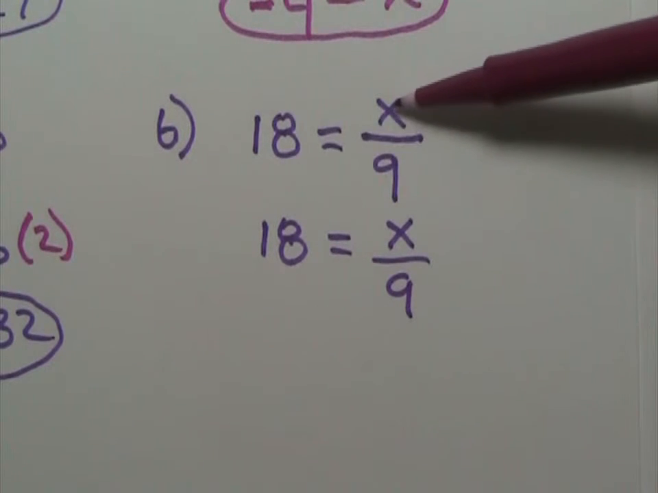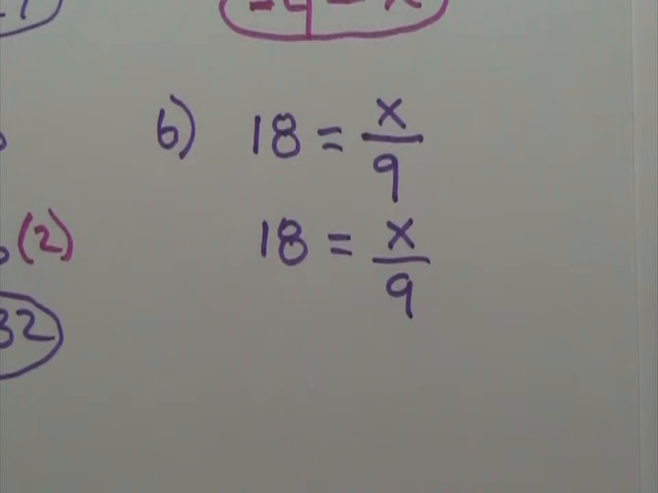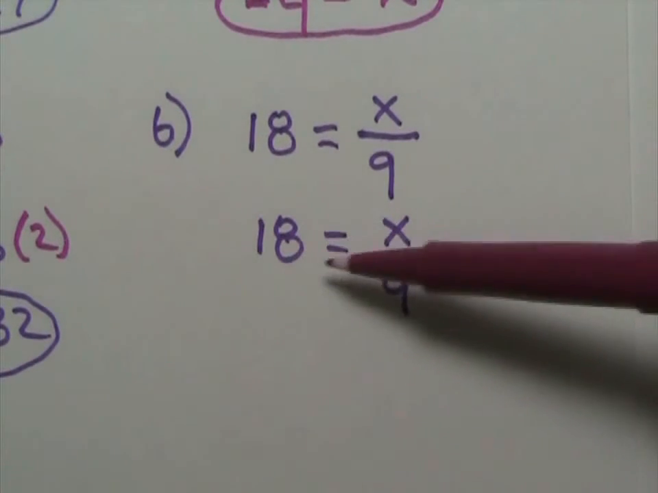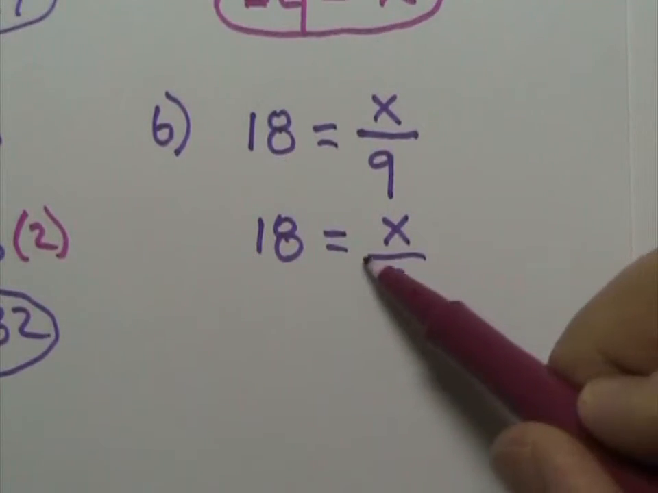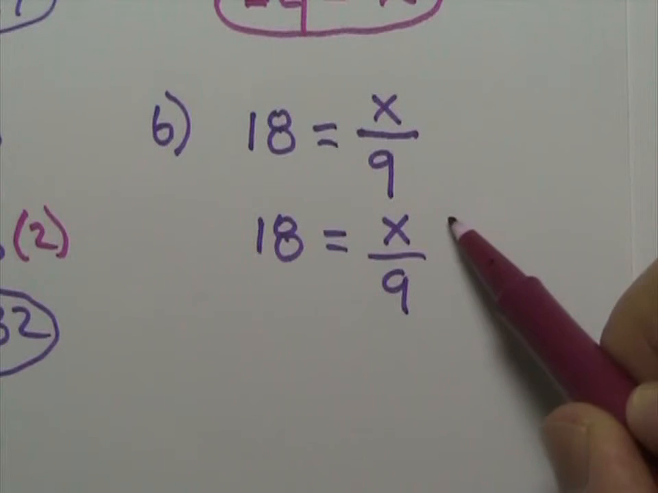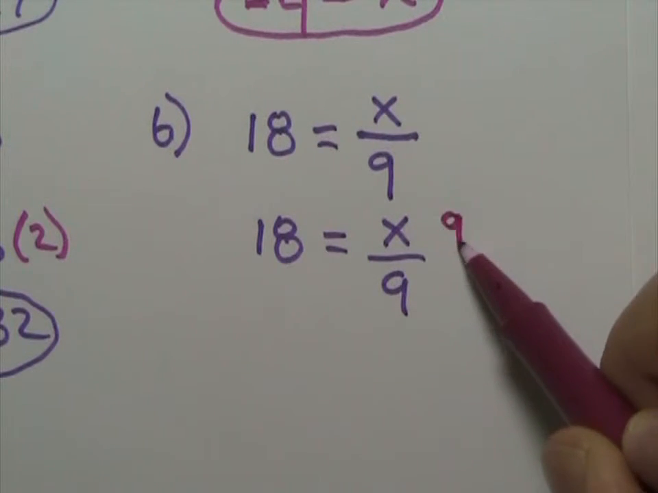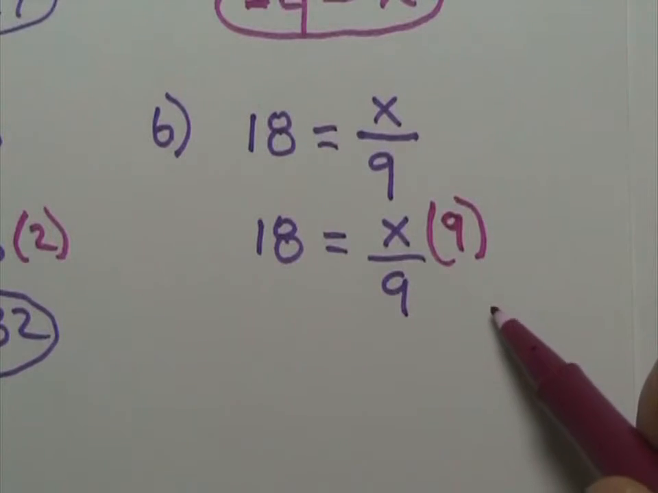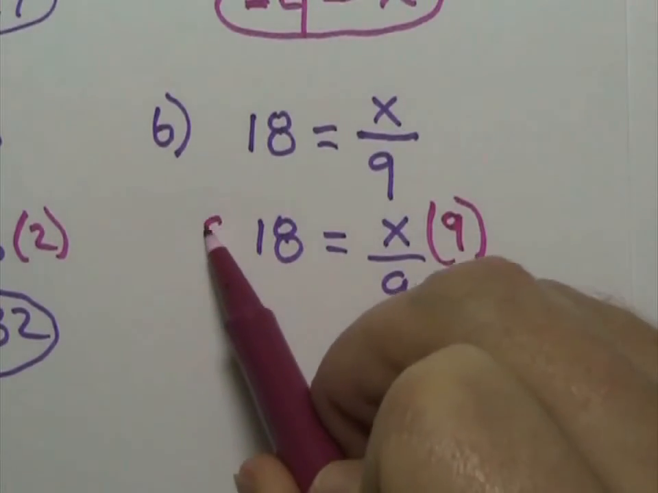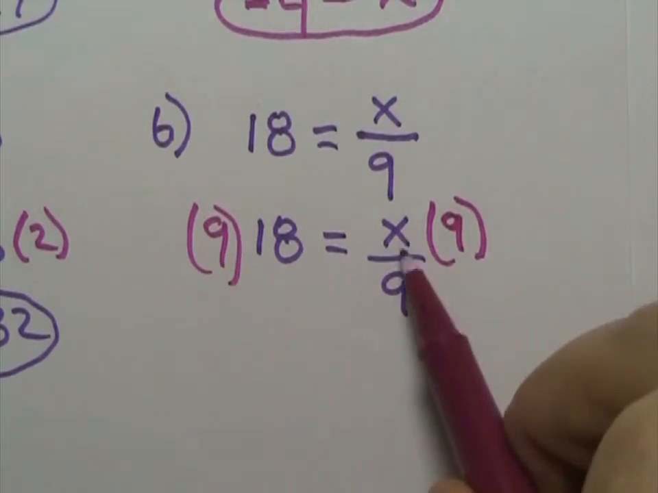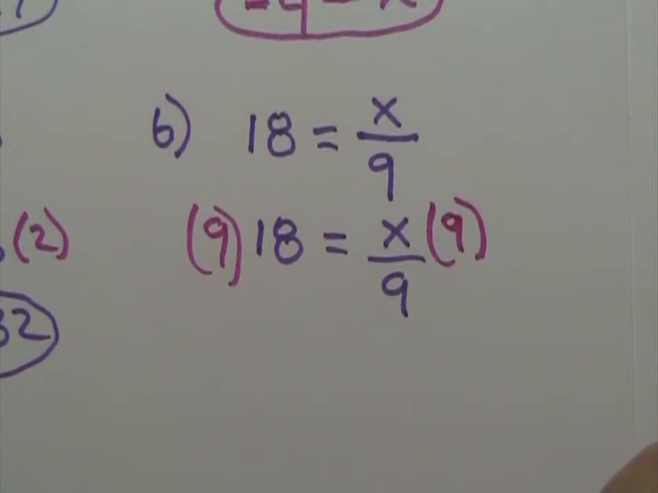Okay, 18 equals x divided by 9. Okay, so I wrote the problem. Here's another one right here. So I said divide by 9. That must mean I have to multiply by 9. And I have to do that to both sides. See, most students, when they look at this problem, they think the answer is 2. It is not 2.